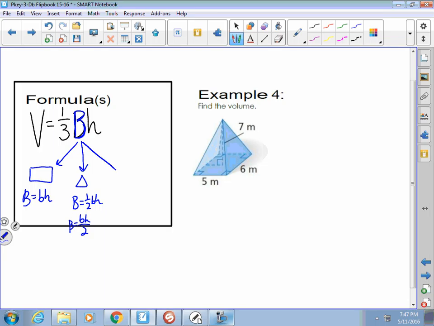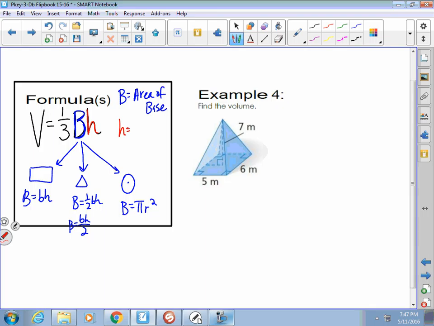Or for a cone, we're going to have a circle. So I'm just going to do symbols instead of writing out the word. To do the area of a circle, we're doing pi r squared, radius squared. So make sure we know those parts we can be using here. Our B is the area of base. And our H in the formula represents the height. It's the height of the pyramid.